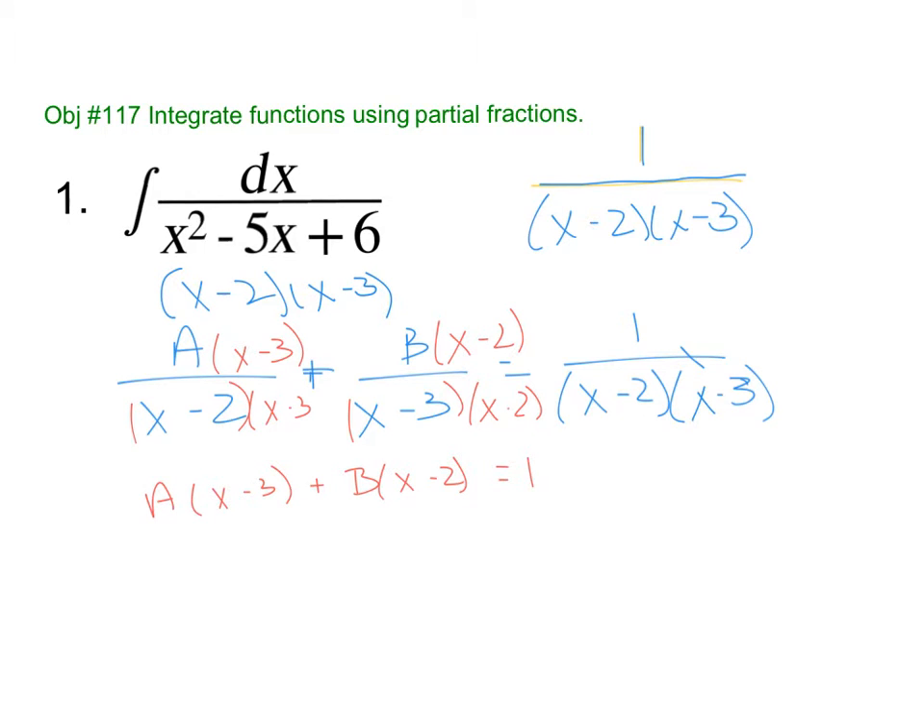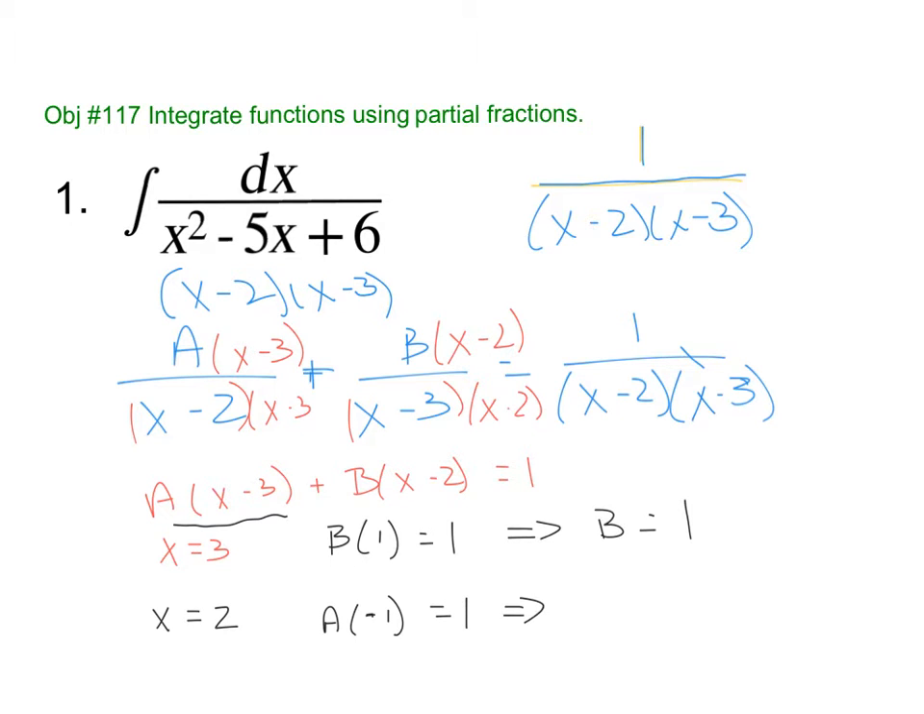So I'm going to start by letting x equal 3. If x equals 3, this first term is 0. So I end up with b times 1 equals 1. So that means that b is 1, right? And then I'm going to do x equals 2. If x equals 2, then I have a times negative 1, and then the second one is 0, equals 1. So that means that my a is negative 1.